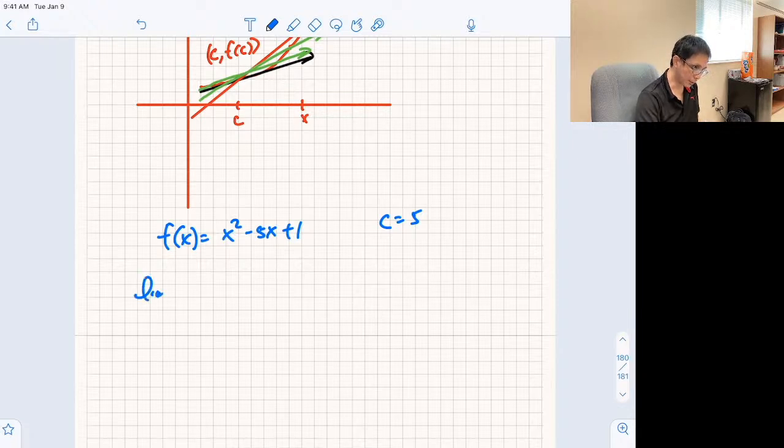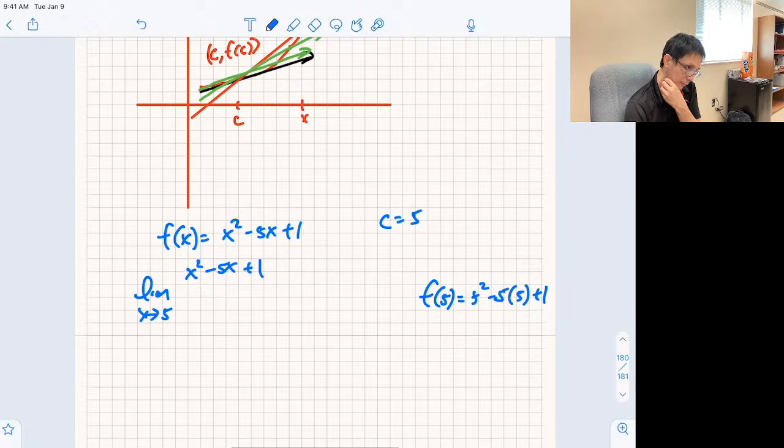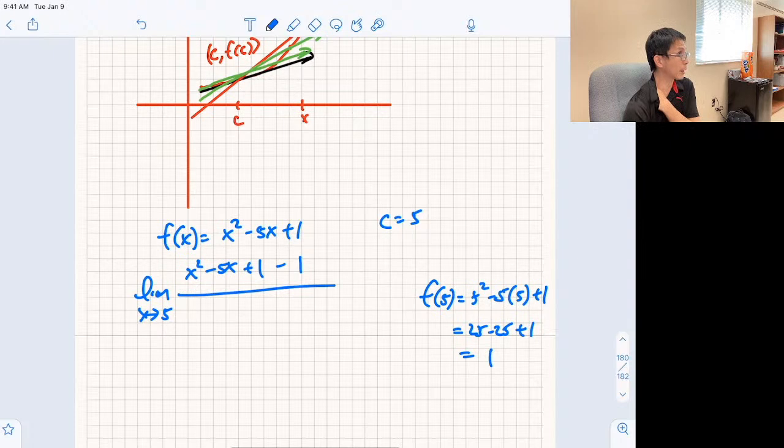Then we take the limit as x approaches 5 of f of x, which is x squared minus 5x plus 1. Does that make sense? And we figure out what f of 5 is. f of 5 is 5 squared minus 5 times 5 plus 1, so it's 25 minus 25 plus 1, which is 1. So minus 1, because of f of c.